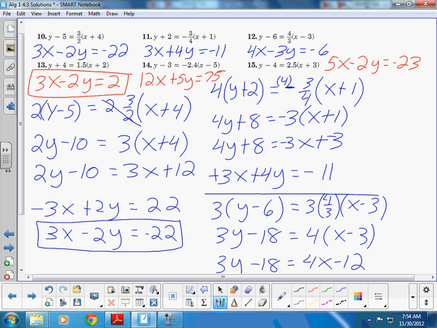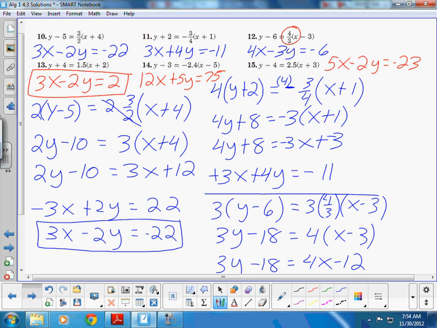All right, I'm not going to go through those. Hopefully, you can just change the 1.5 to a fraction, the negative 2.4 to a fraction, and the 2.5 to a fraction. Remember, you want those as improper fractions, like number 12 with the 4/3. And then you just multiply everything through by the denominator like we did the previous problem.